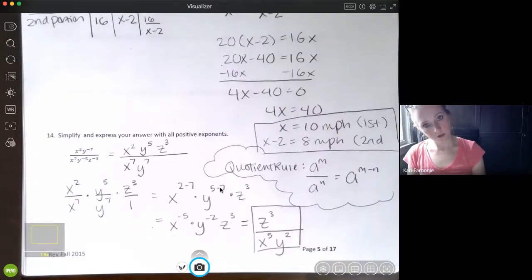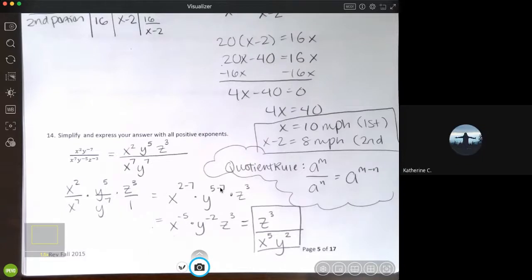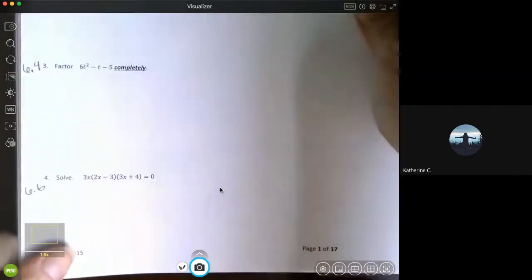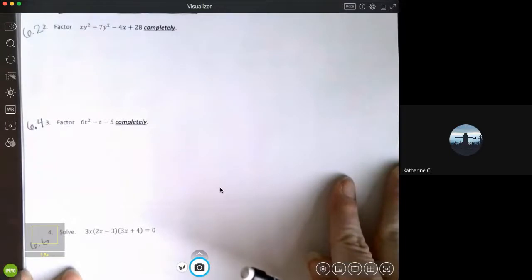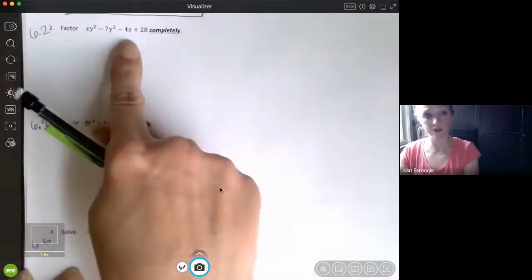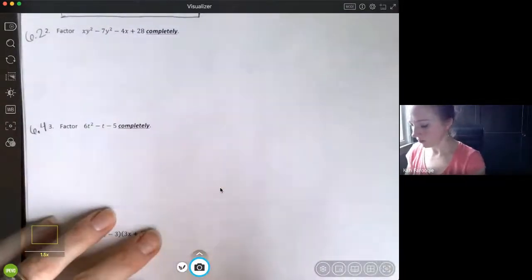Anything else you guys wanted to cover from the review sheet? I saw a problem on the first page. I'm not sure what number it was, but there was one that I was wondering if we can do. Which one was it? The first page. So that was number 2. Oh, number 2. Okay, the factor by grouping? Yeah. Okay. All right, so let's do the factor by grouping.